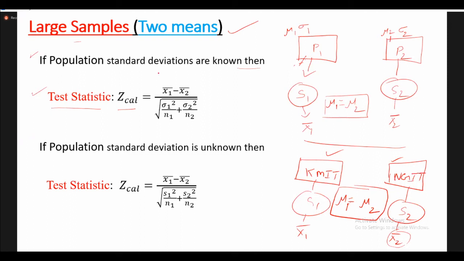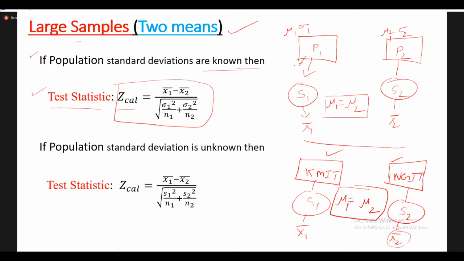We'll go a little fast. When population standard deviations are known, the test statistic formula is this one. x1 bar is the first random sample mean, x2 bar is the second random sample mean, sigma1 square is the first population variance, sigma2 square is the second population variance, n1 is the first random sample size, and n2 is the second random sample size. Only this formula will be changed. The entire process and methodology is the same.